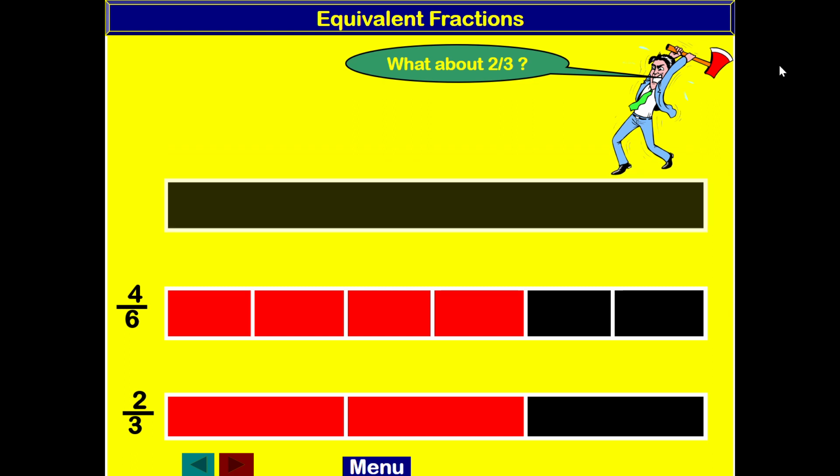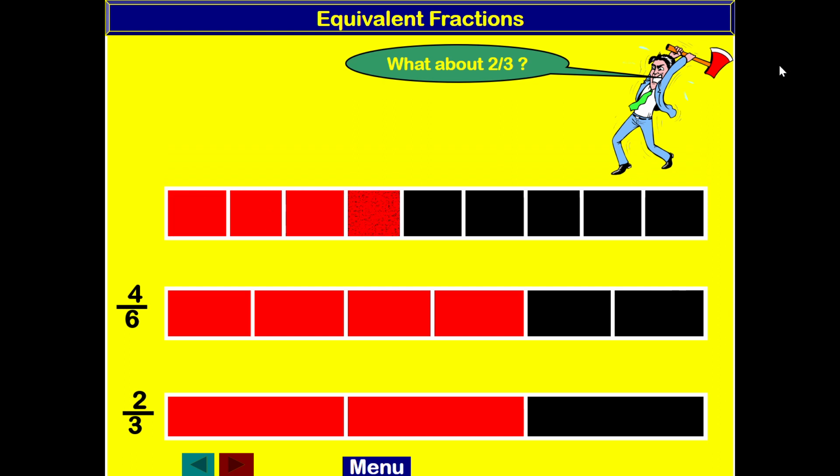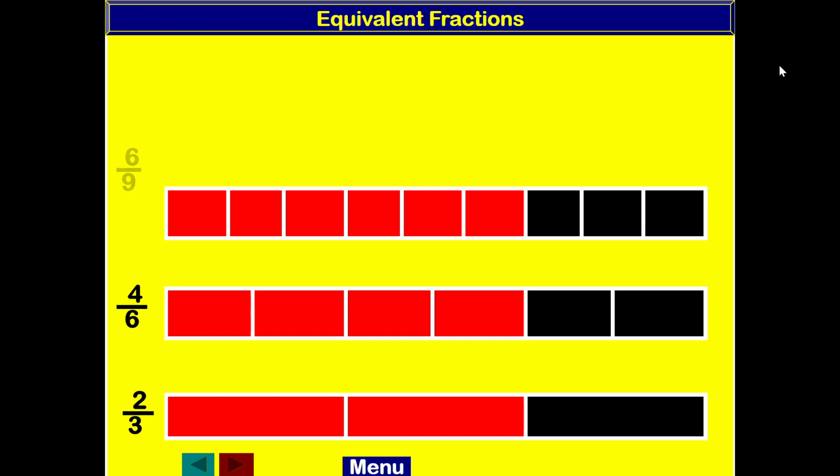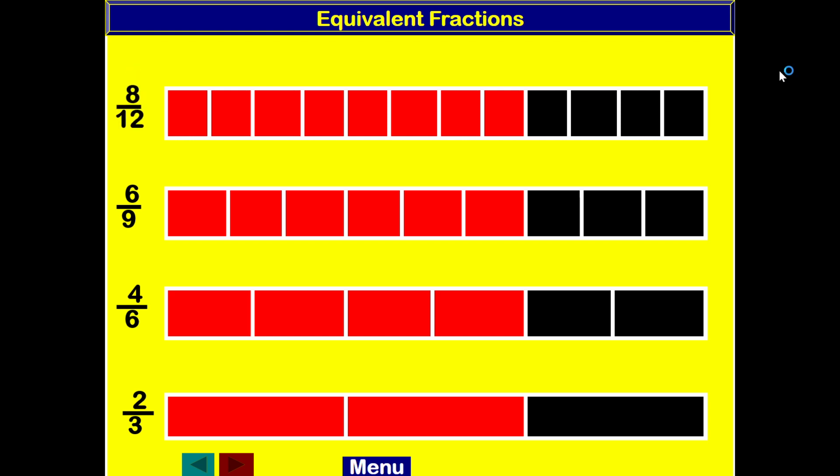And again, consider the same size box, but this time we divide this box into 9 equal portions, and 6/9 will be the same as 2/3, which is the same as 4/6. We can also consider the same size box as before, and this time divided into 12 equal portions, and 8/12 will be the same as 2/3, which is the same as 4/6 and 6/9.